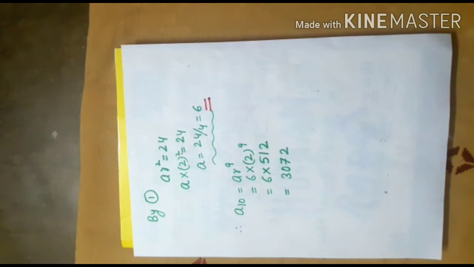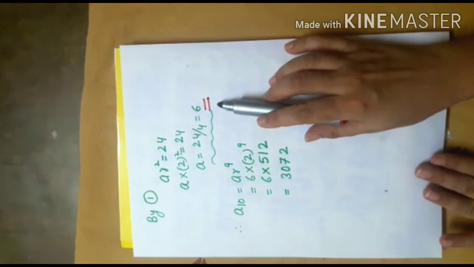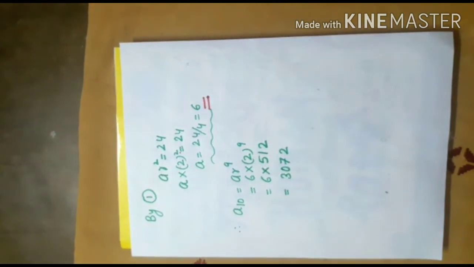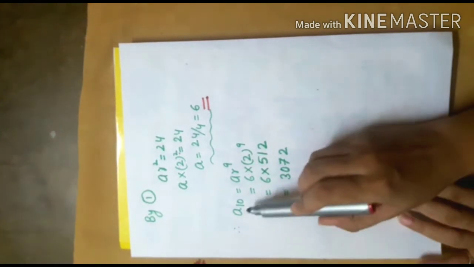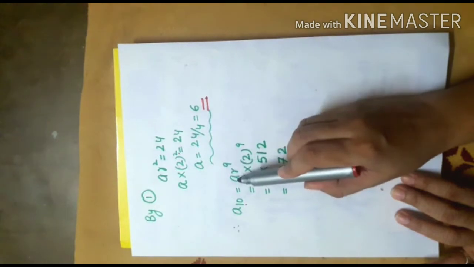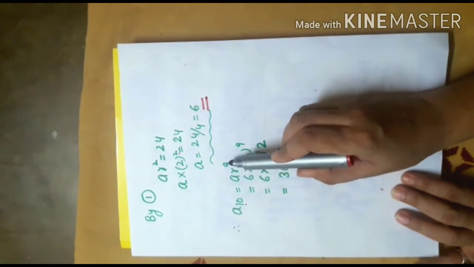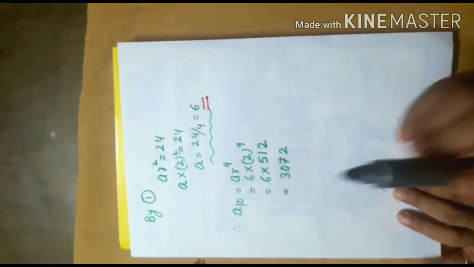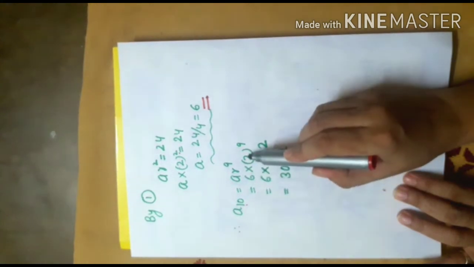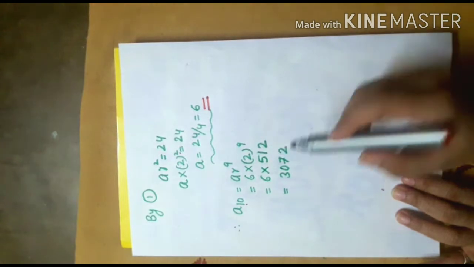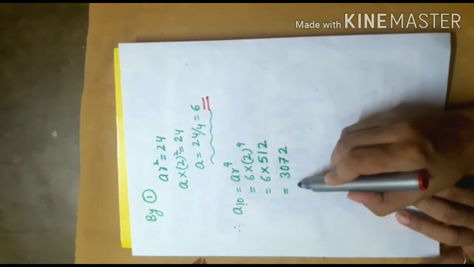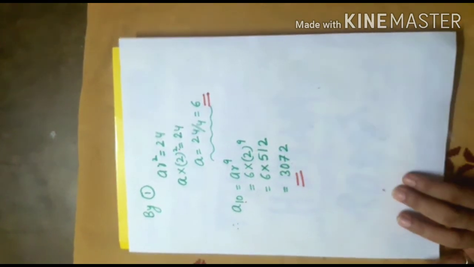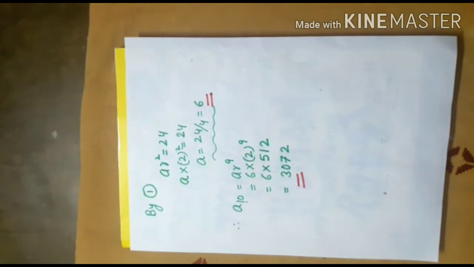Now a is known and I have also obtained the value of r. Now can I find the 10th term? Yes. a10 is equal to a into r raised to the power 9. Substitute the values. a is 6 and r is 2. So I'll get 6 into 2 raised to the power 9, and it will come out to be 3072. So the 10th term of the GP is 3072.